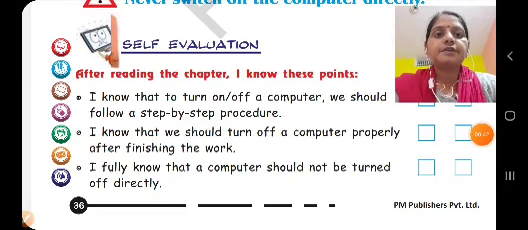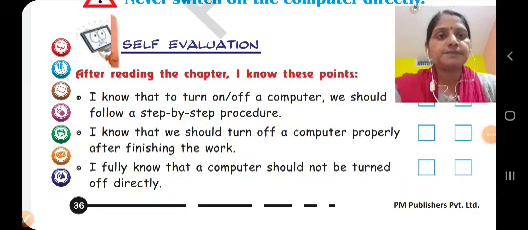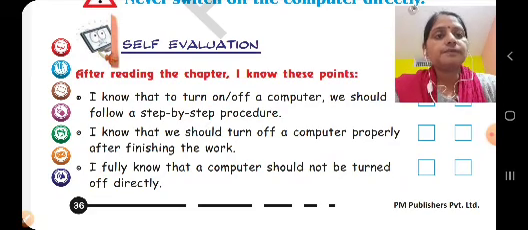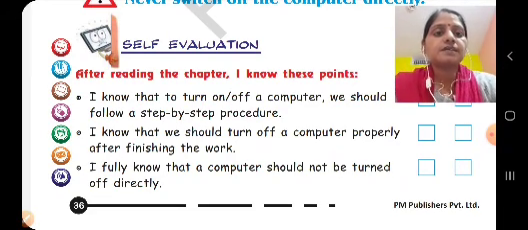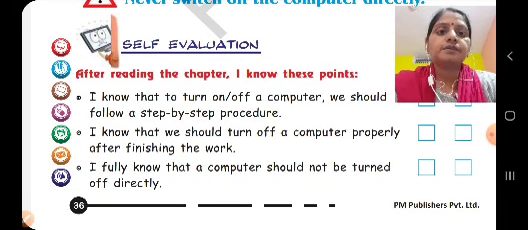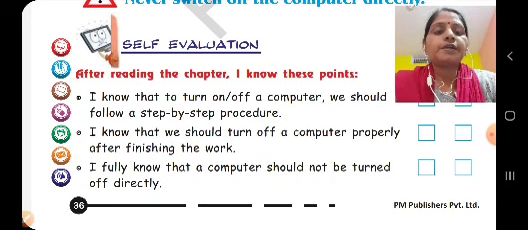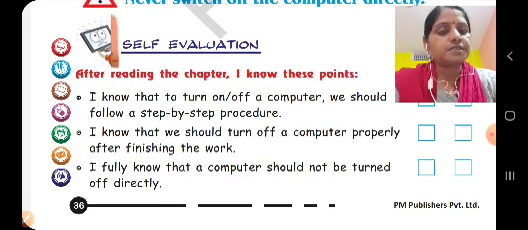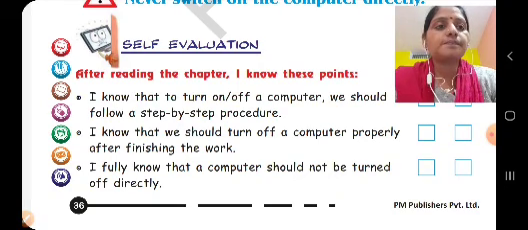So children, yesterday we were doing self-evaluation. After completing the chapter, after learning how to switch on a computer and how to switch off a computer, we were doing self-evaluation. So children, let us revise self-evaluation. These are some points which we have learned from the chapter, and let us read and tell whether we agree with the statement or not. So children, after reading the chapter, I know these points. I know that to turn on or off a computer, we should follow a step-by-step procedure.